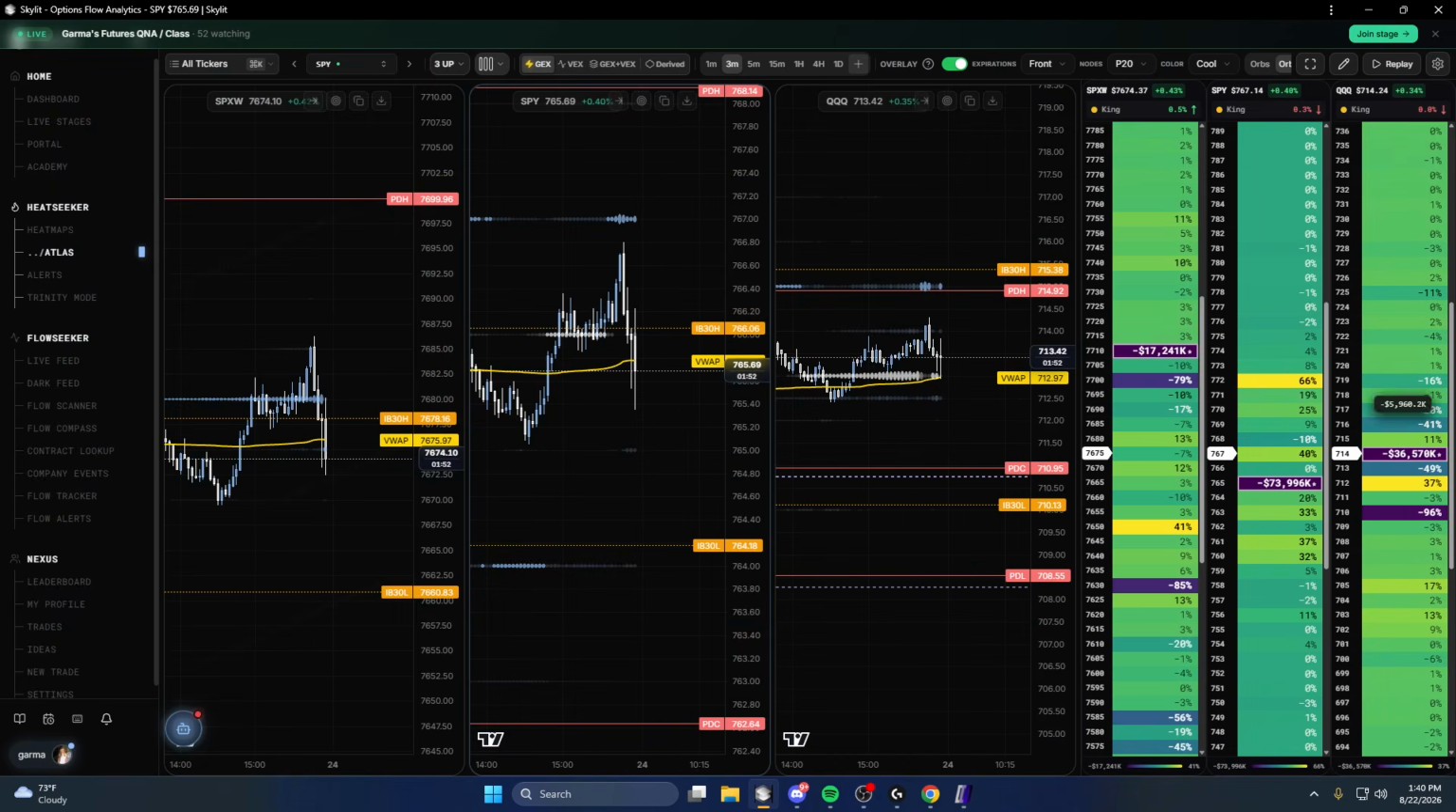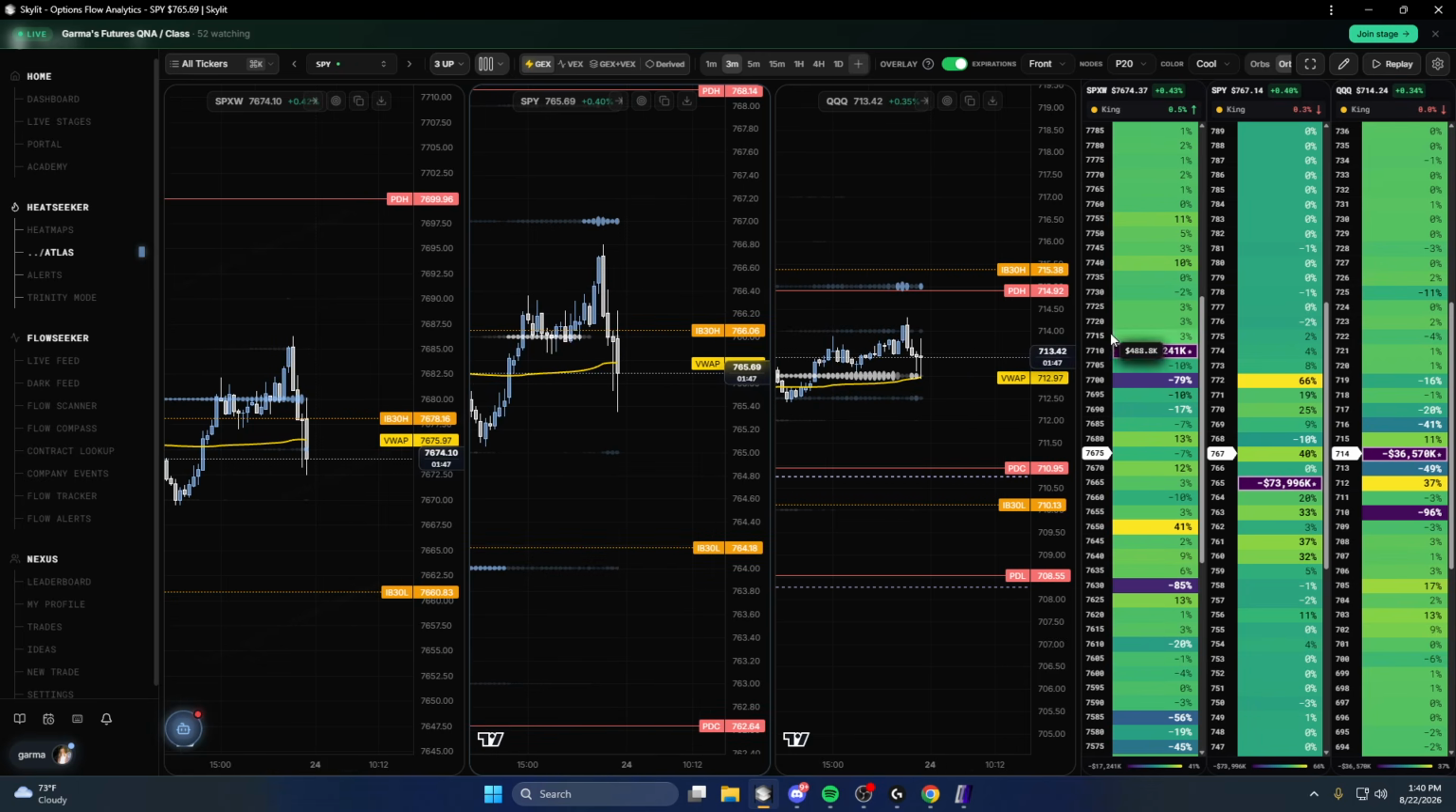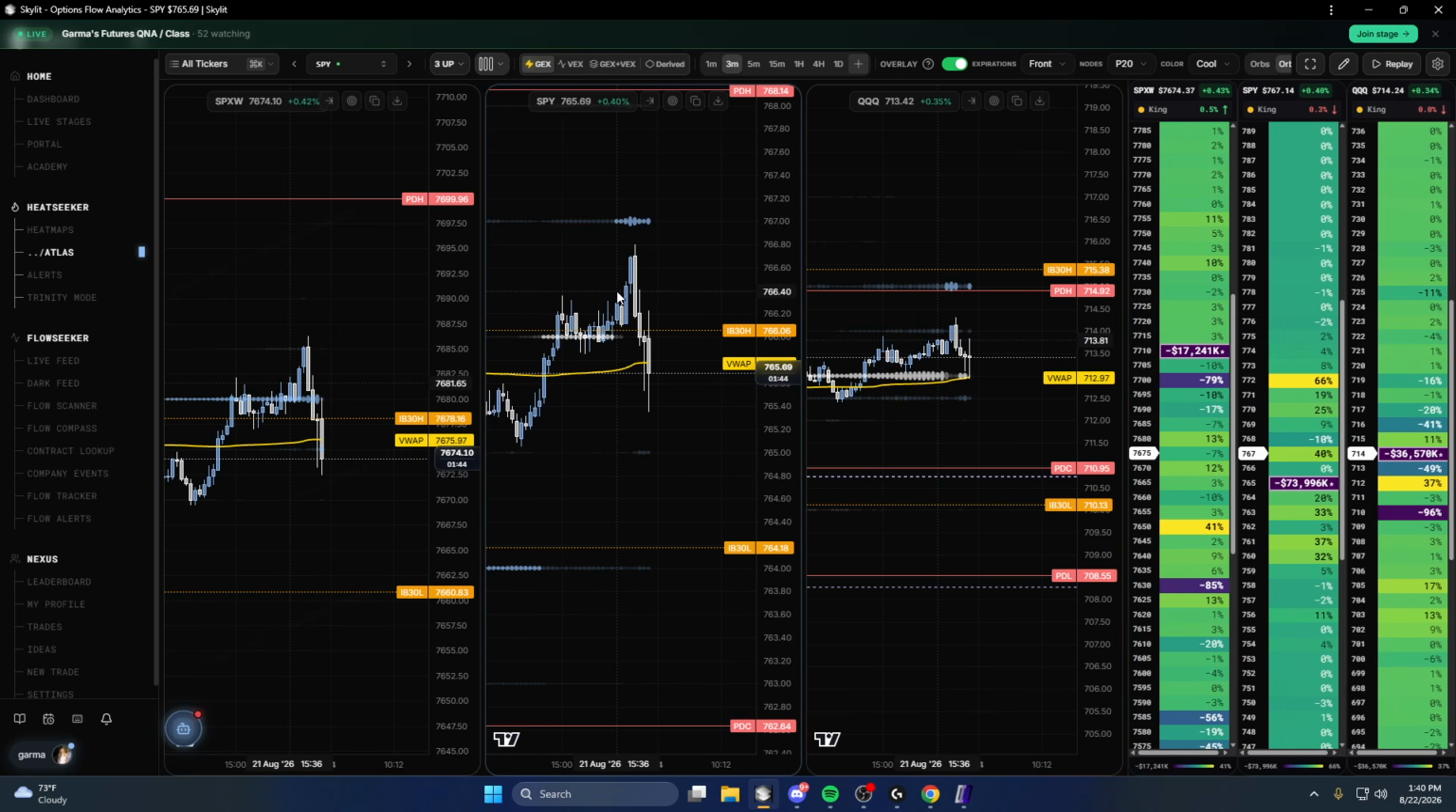So I'm just going to close TradingView here, and then I'm going to run through it with some backtesting on Skylit, and how I would read the maps with it.